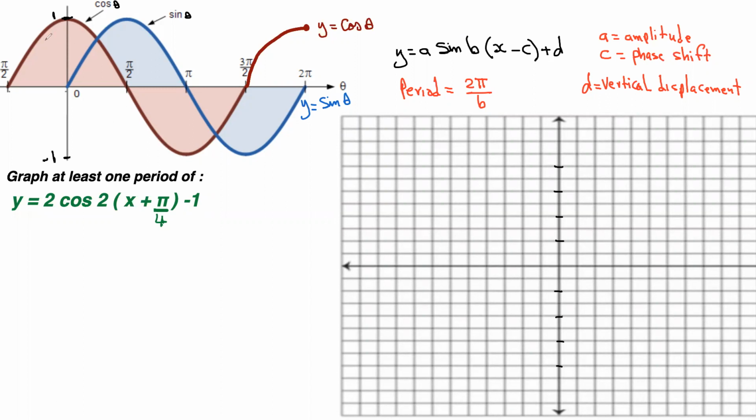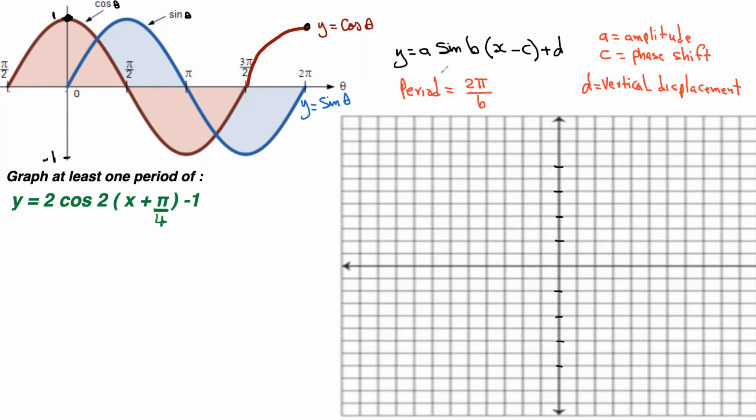The parent graph is this graph right here in burgundy. It starts at this point right here and finishes at this point. That's a full period. So the cos graph starts at the maximum, finishes at the maximum. The middle is a minimum at −1. Then at π/2, you have a 0 right here, and at 3π/2, you have a 0.